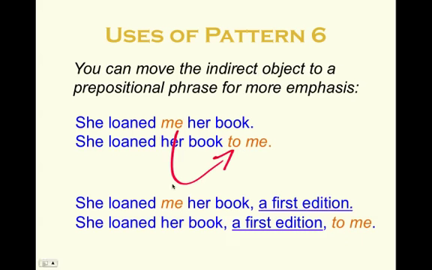What if I add a noun phrase? She loaned me her book, a first edition. If I want to stress how valuable this book is, I might want to go with a traditional pattern 6. But if I want to stress that, oh my gosh, this book is being loaned to me, of all people, I might put it in the prepositional phrase. She loaned her book, a first edition, to me. She trusted me with this book.